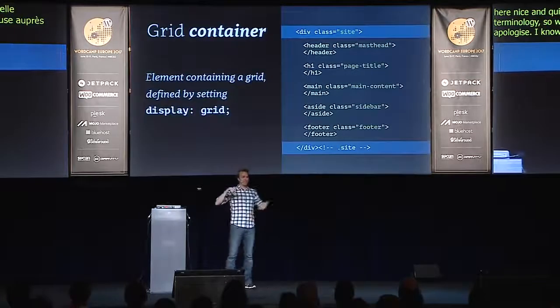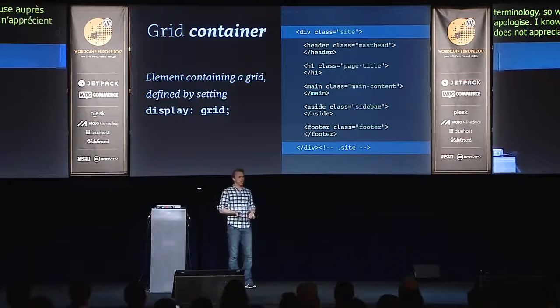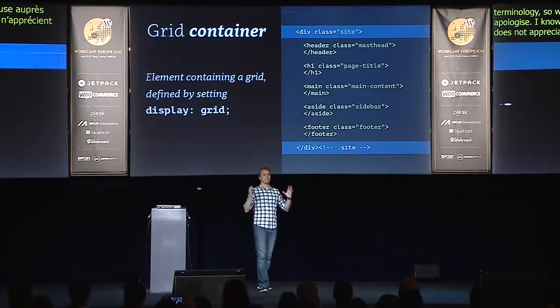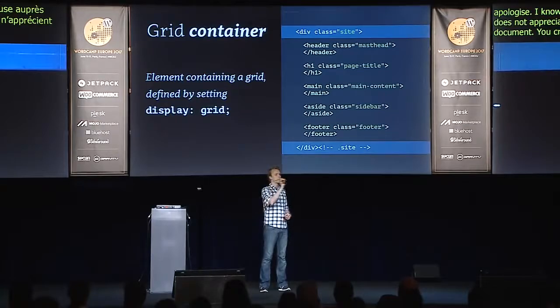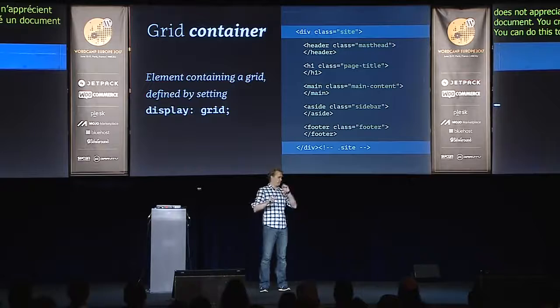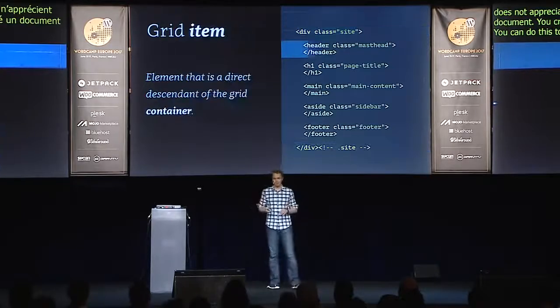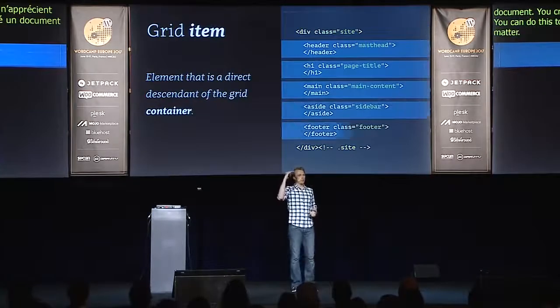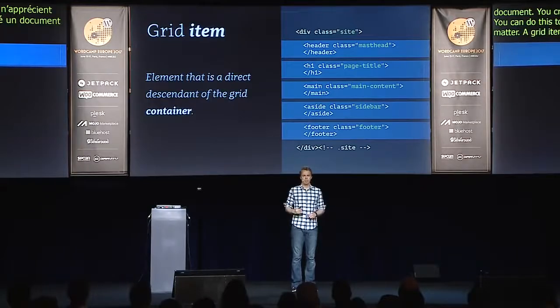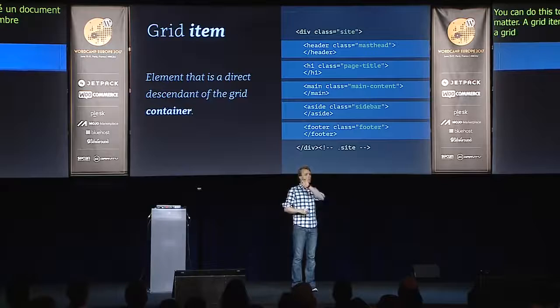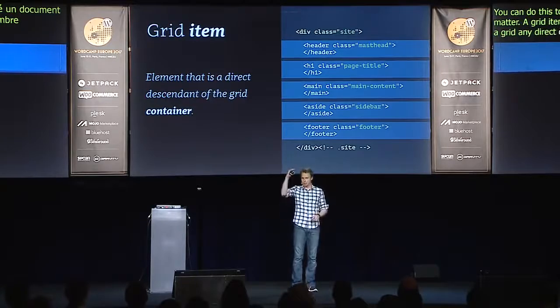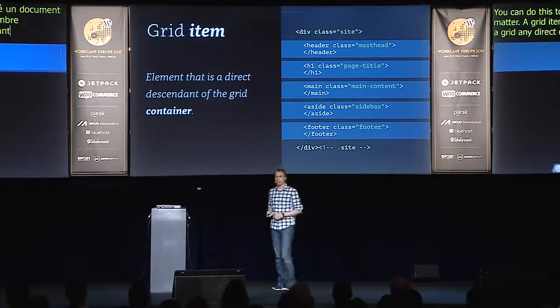So grid container is any container in your document that you create a grid inside. You do that by simply declaring display grid. You can do this to as many elements as you want on the page. It does not matter. A grid item is any direct descendant of a grid container. So if you create a grid, any direct descendant automatically becomes a grid item that's placed inside the grid, but only the first level descendants, just like it is with Flexbox.